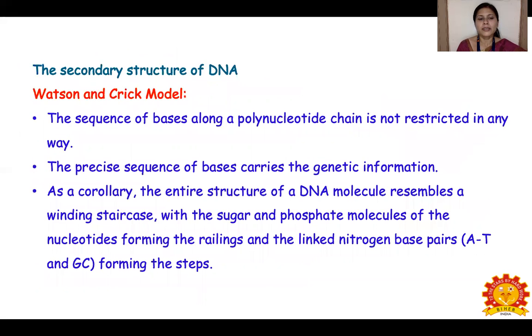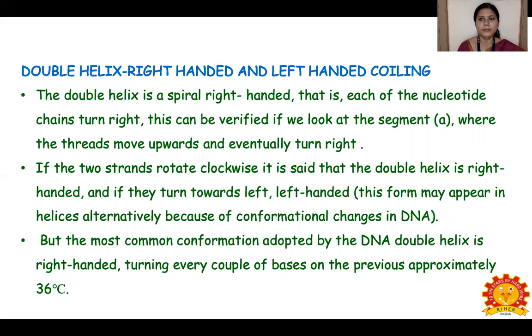So now you can see that the sequence of the bases along the polynucleotide chain is not restricted in any way. The precise sequence of bases carries the genetic information. As a corollary, the entire structure of a DNA molecule resembles a winding staircase, with the sugar and the phosphate molecules of the nucleotides forming the railing and the linked nitrogen base pairs, AT and GC, forming the steps.